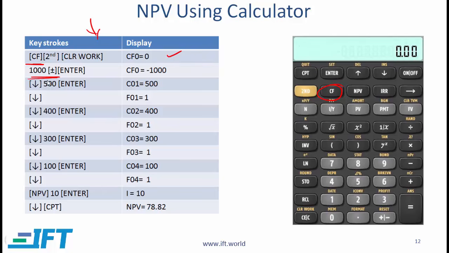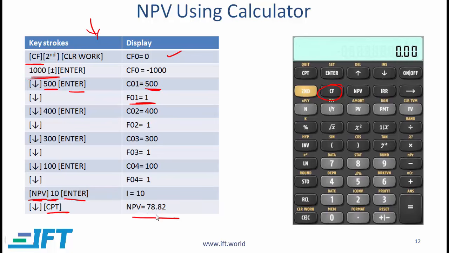That is a way of saying that the first cash flow is minus 1000. Down arrow 500, enter. This sets the first cash flow to 500. Frequency 1, because the 500 is only happening once. You enter all the other cash flows, and then once all the cash flows have been entered, you hit the NPV button. The calculator will ask you for the interest rate. You plug in 10 and hit enter, and down arrow compute.